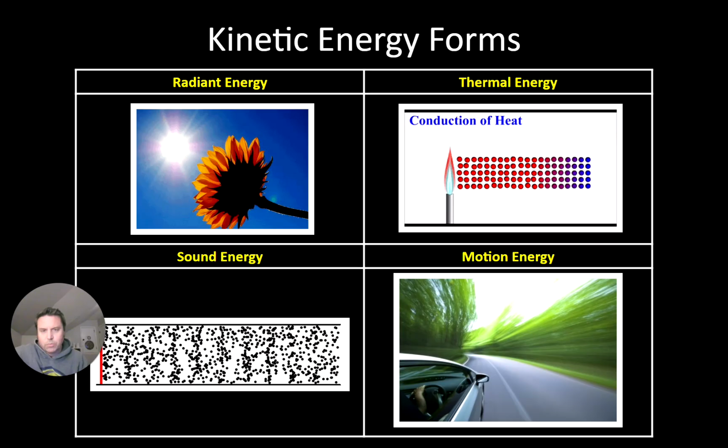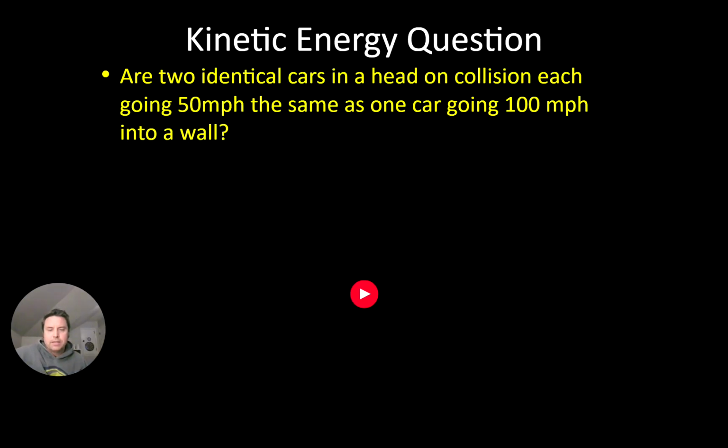And then motion energy is what we're going to focus on right now. All right, a video I can't show you, but here we'll talk about it. Are two identical cars in a head-on collision, each going 50 miles per hour, the same as one car going 100 miles per hour into a wall? If you look it up, it's Mythbusters, and if you type in this description in Google, the video will probably pop up.